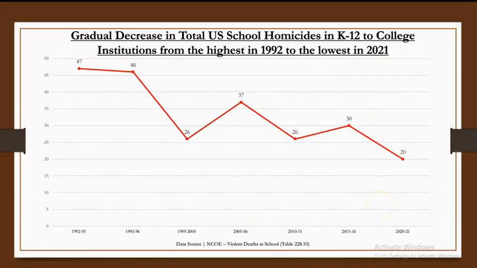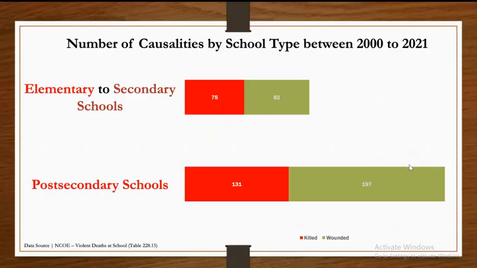As for the timeline of school shootings, there has been a steady, gradual, I should say, total number of school homicides between 1992 to 2021, with a repeating pattern of de-escalation that quickly spikes up within a few years, then de-escalates, spikes up a little, and then de-escalates at its lowest around 20.